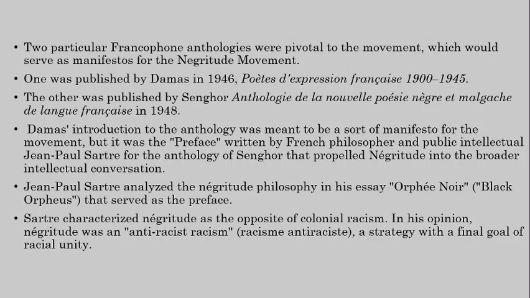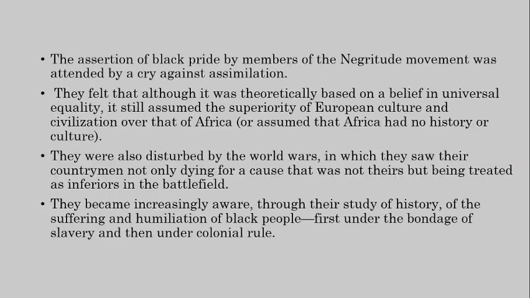Jean-Paul Sartre analyzed the negritude philosophy in his essay Orphée Noir, or Black Orpheus, that served as the preface. Sartre characterized negritude as the opposite of colonial racism. In his opinion, negritude was an anti-racist racism, a strategy with the fine goal of racial unity.